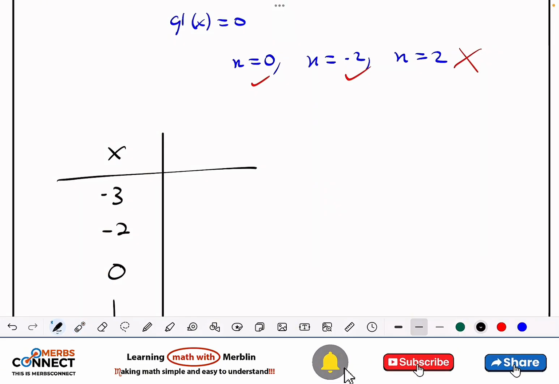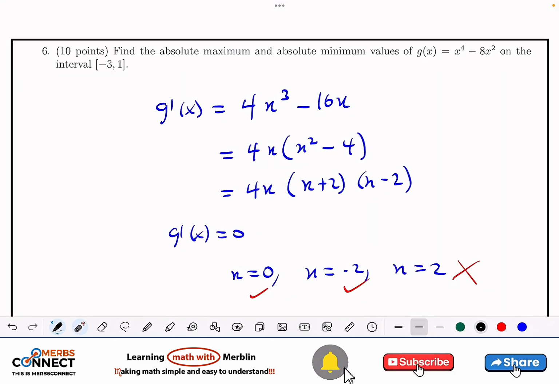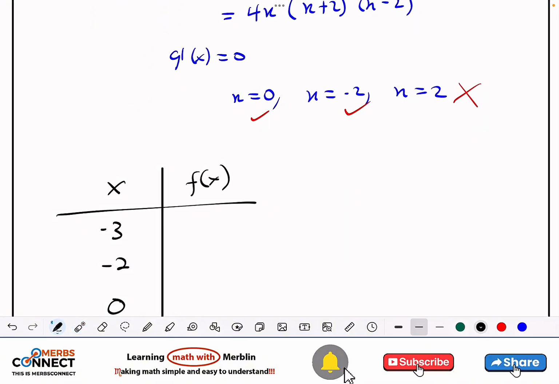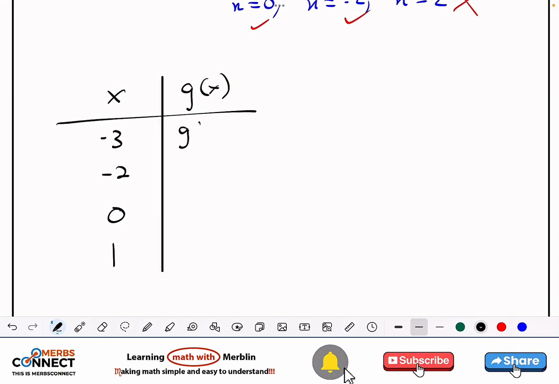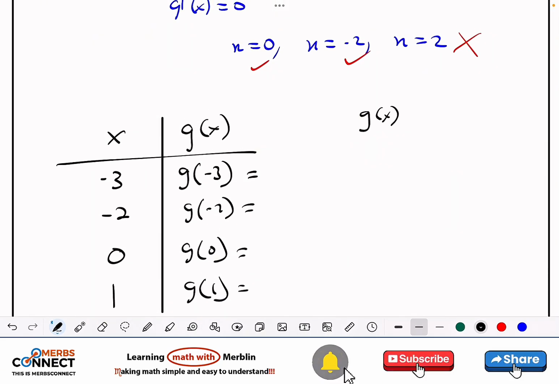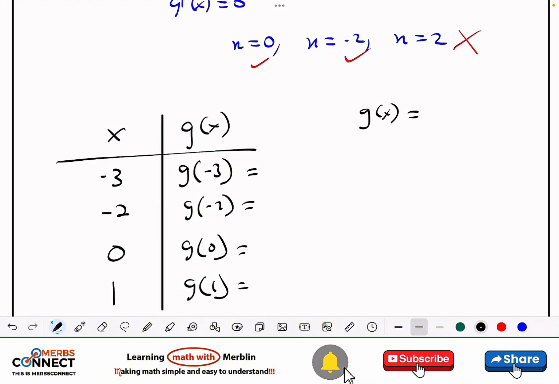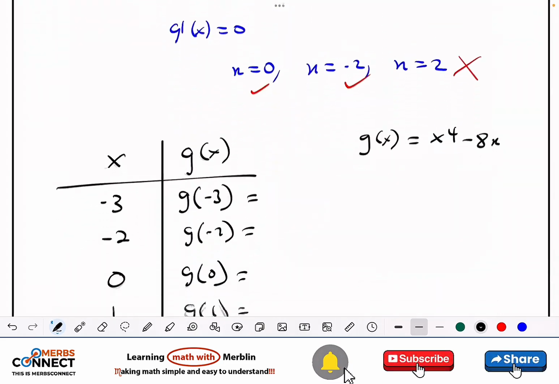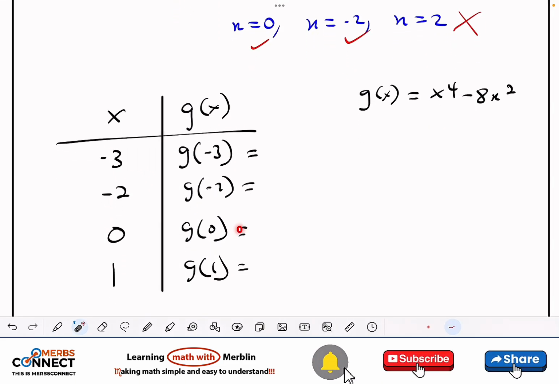Don't forget, here we use the original function, not the derivative function. So let me use g. We need to find g of negative 3, g of negative 2, g of 0, and g of 1. Good. So let me write my g of x here. g of x is equal to x to the power 4 minus 8x squared. Good. So I love zeros. 0 is going to make sure that this guy is equal to 0.